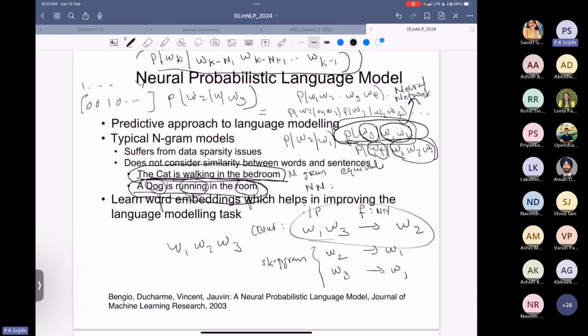The difference is in the task. See what task the neural network is solving. That is what is different. So this is basically the difference between these models.